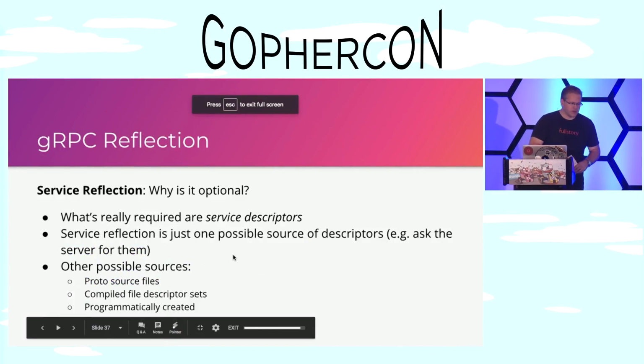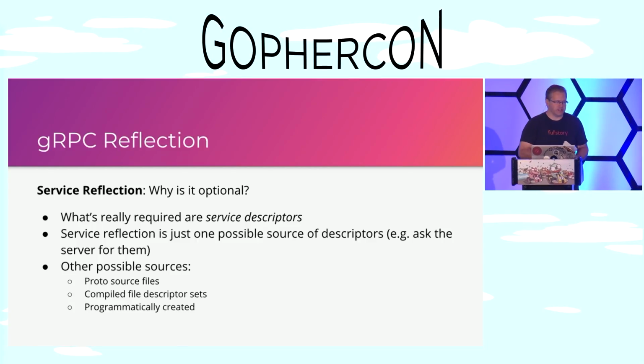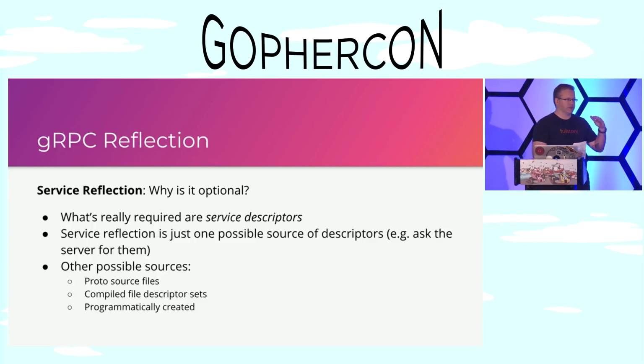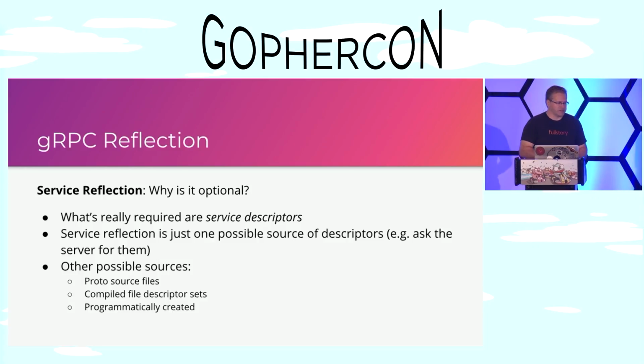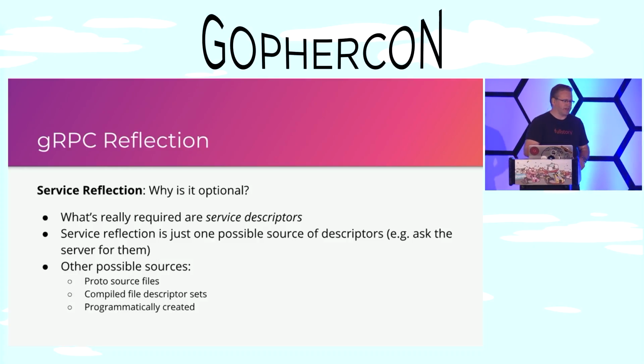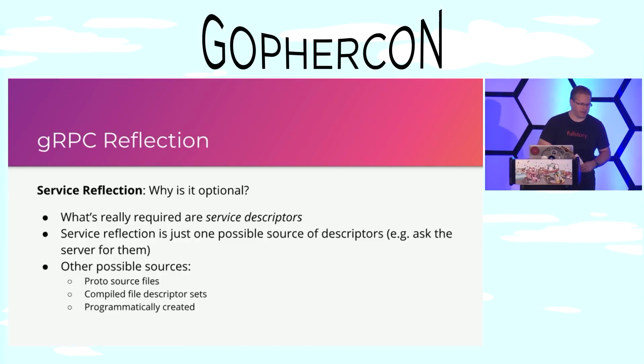Okay, so service reflection is optional. The reason it's optional is because all we really need for dynamic gRPC is service descriptors. Fundamentally, we're looking for what are all the methods the service has, and what are its request and response types. There are other sources for service descriptors, but service reflection is a very convenient one. We can just have the client ask the server, give me your descriptors so I can understand your RPC schema.